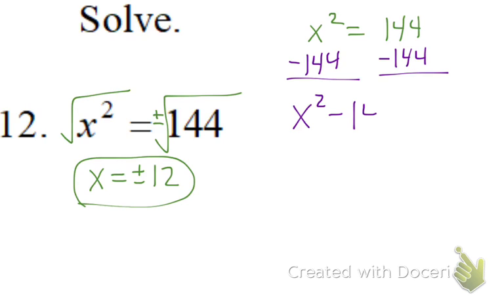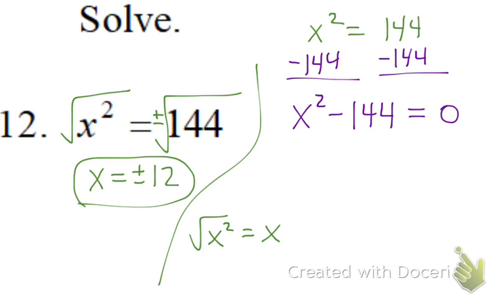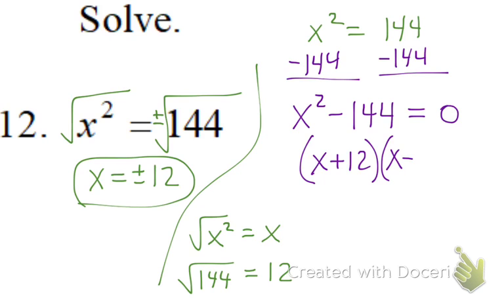X squared minus 144, that's a binomial. And so it's the difference of two squares. Square root of x squared is x, and square root of 144 is 12. It is the difference. And so we'll have x plus 12, x minus 12. You've got a product equal to 0, set each factor equal to 0 and solve.